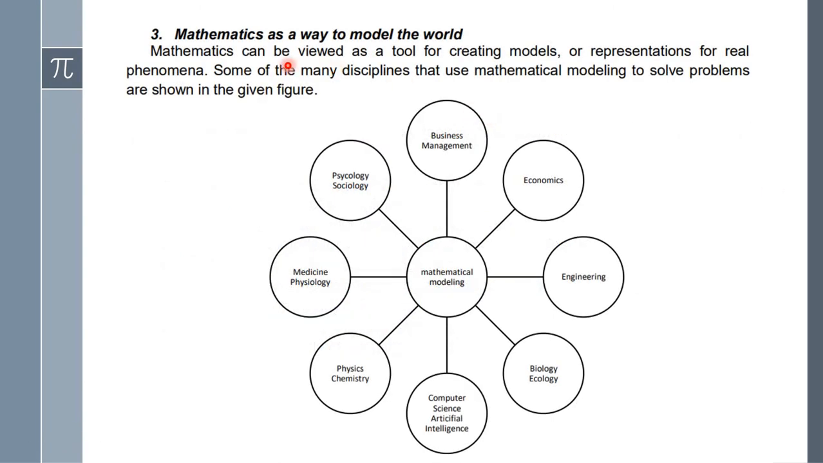Next, mathematics as a way to model the world. So mathematics can be viewed as a tool for creating models or representations for real phenomena. Some of the many disciplines that use mathematical modeling to solve problems are shown in the figure. It can be applied in engineering. There's so much mathematical modeling in engineering. Without it, we would have no houses, no buildings, and so on and so forth. Also biology, ecology, computer science or AI, physics and chemistry, and medicine.